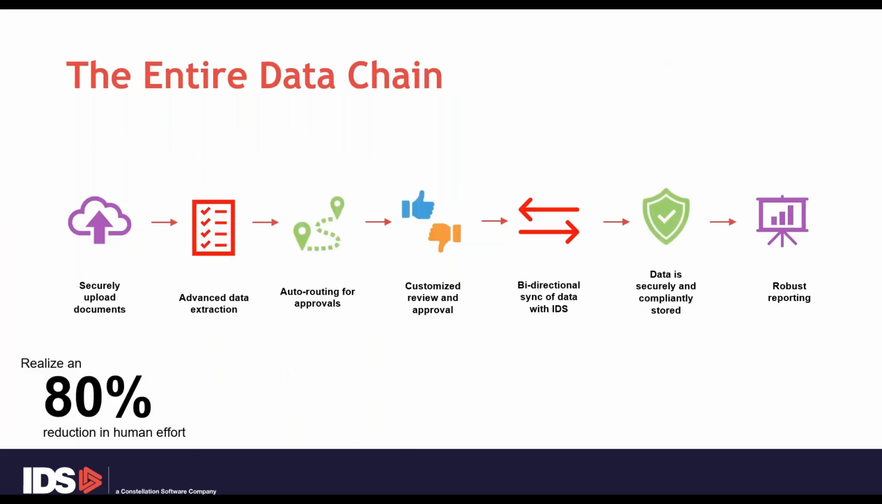Oops, skipped a slide. There we go. So what that looks like visually when we talk about AP automation is this entire data chain, from uploading the documents to reporting on the back end, to be able to see what step in the approval you're in, where your money's being spent, lots of reporting, and then everything in between, including this bidirectional sync with IDS of this data going back and forth.